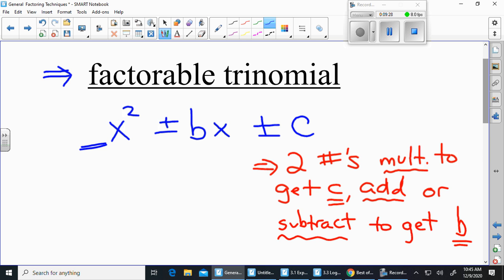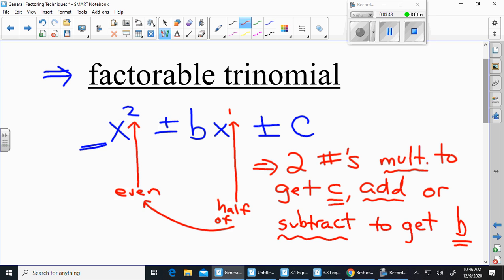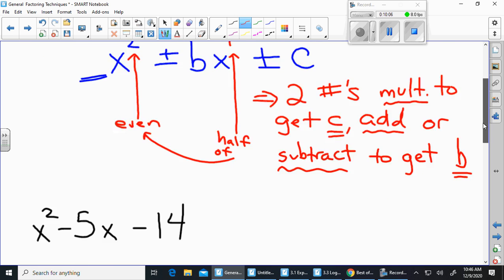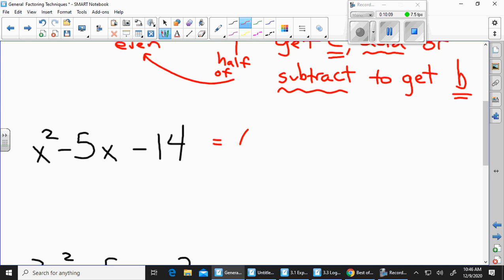Now, how is this going to change? This does not need to be a 2. Okay, this really is going to be even, and this power is going to be half of whatever that is. So if that's a 2, that's a 1. If this is a 4, that's going to be a 2. If this is a 6, that's going to be a 3. If this is an 8, that's going to be a 4. Okay, and you do it the same exact way. You don't think anything differently. So, this is basic x and x.